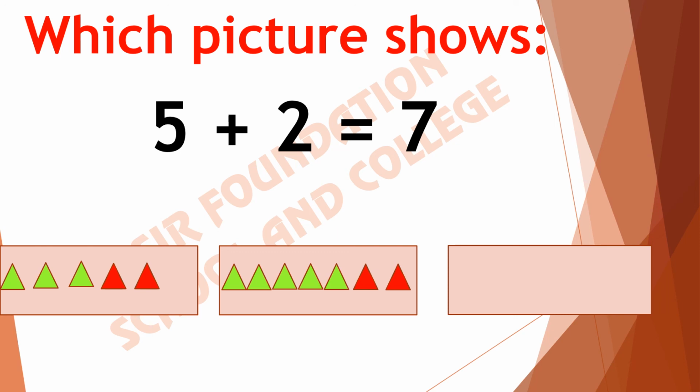In the third picture we see that 1, 2, 3. There are 3 green triangles and 1 red triangle. That makes 4. It means the correct answer is the second picture, as there are 5 green and 2 red triangles. That makes 5 plus 2 equals to 7.